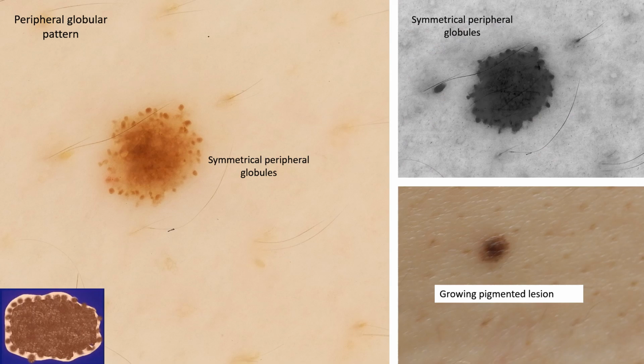Peripheral globular pattern, symmetrical peripheral globules. You can see these quite nicely in the near ultraviolet light. These are growing lesions.